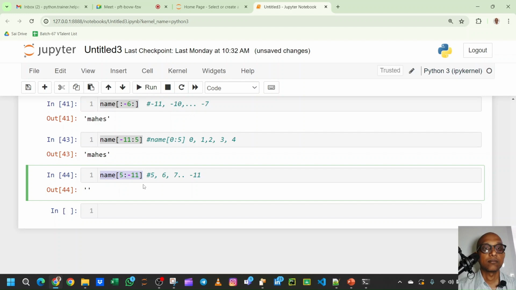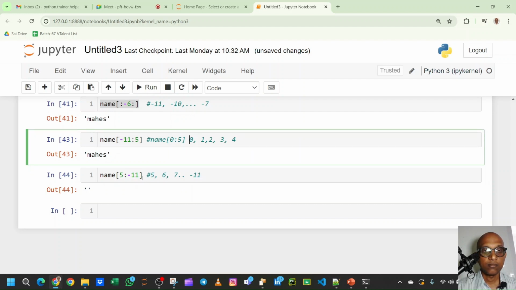Then why is Python not replacing minus 11 with 0 in this case? This logic has to apply. If this logic is applying, yes, it will replace. If this logic is not applying, then it will not replace 0. No, not here. If this logic is not applicable, then automatically Python will replace with 0, right?